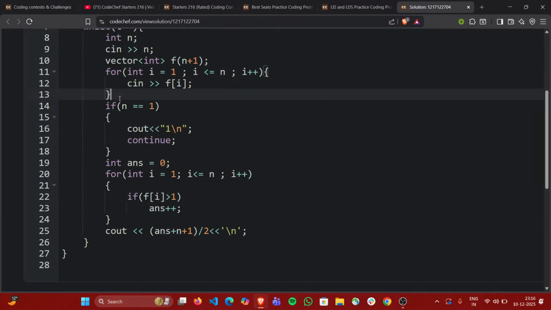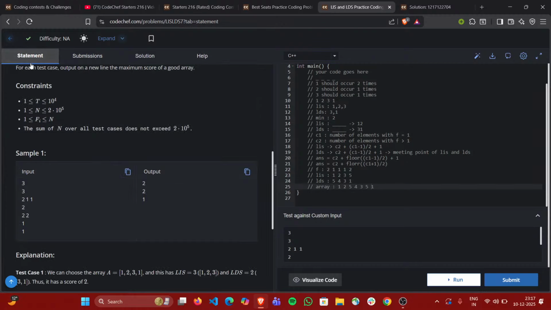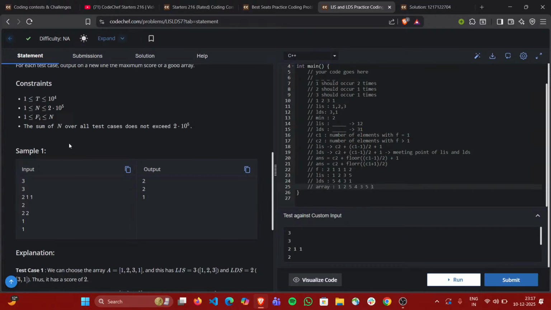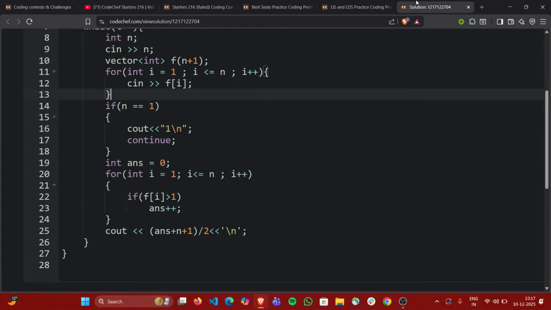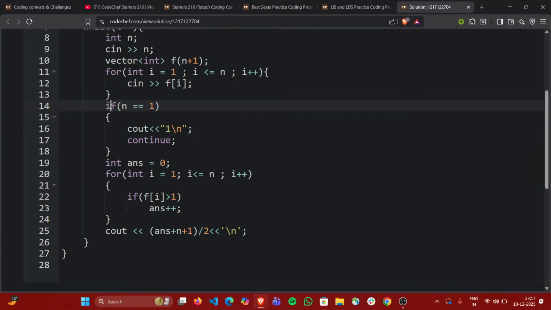Why will it always be 1 in case of 1? Let me tell you that also. For example, if there is only one element, then whatever its frequency, LIS will be equal to 1, and LDS will also be equal to 1, since I do not have any other element. Like in this case, I had only one. LDS will be 1 and LIS will be 1. Therefore, my answer has to be 1. So I handled an edge case. So I simply print 1 for the answer in case n is equal to 1.